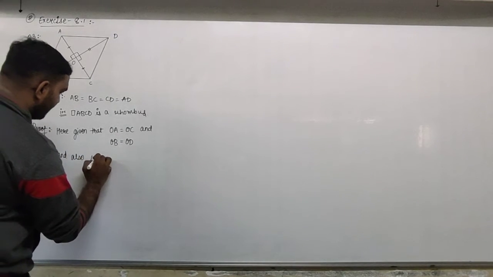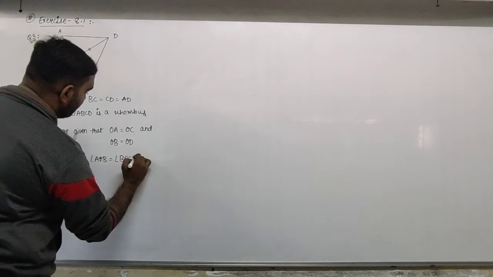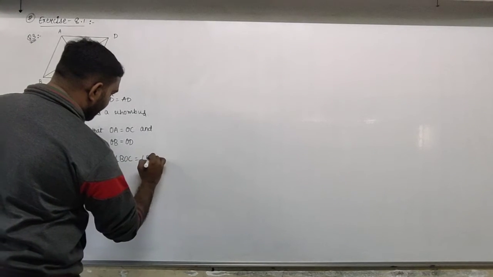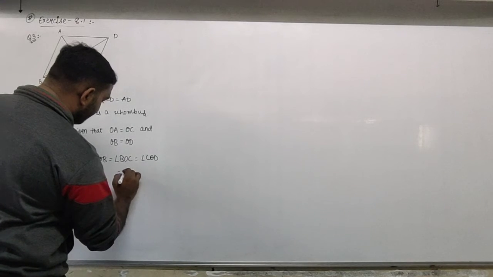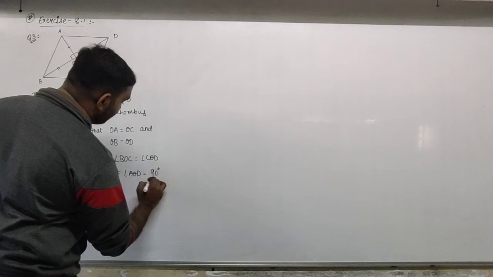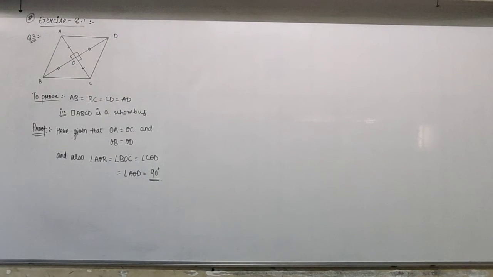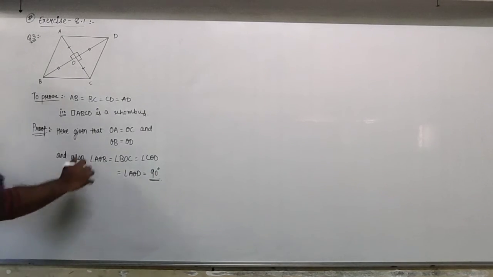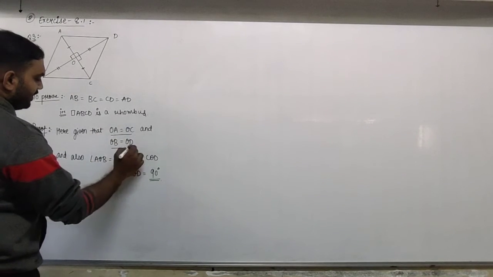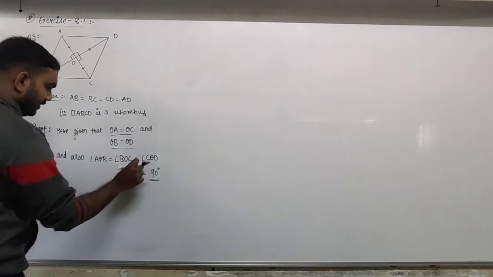And also angle AOB is equals to angle BOC is equals to angle COD is equals to angle AOD is equals to 90 degree. This much is given: these four angles are equal, and the two parts of the diagonals, OA and OC, OB and OD, are equal.